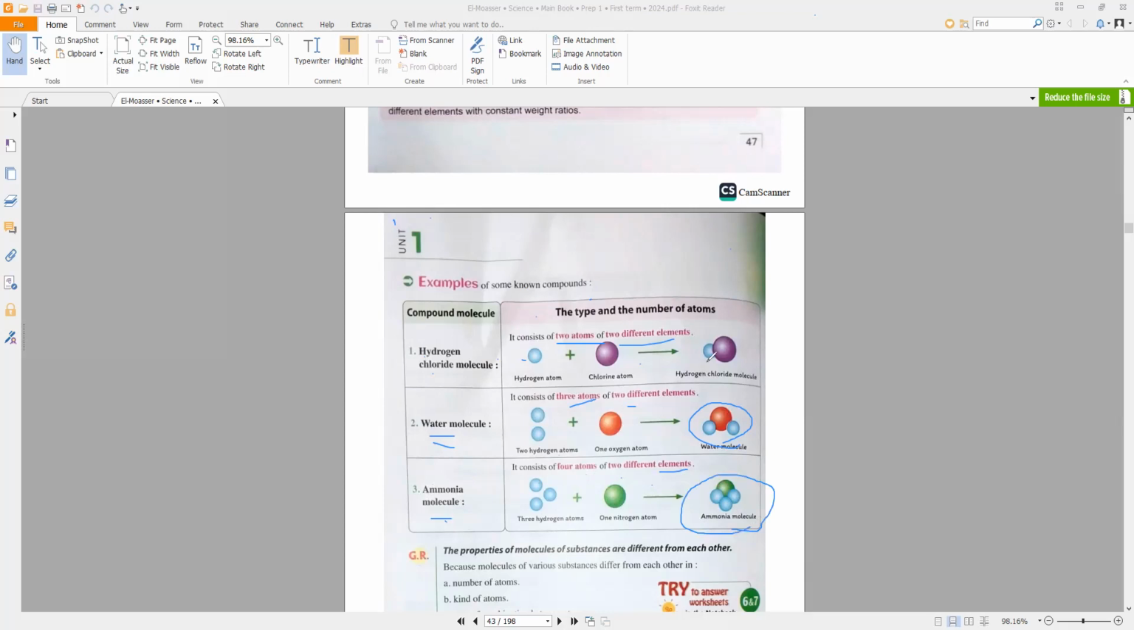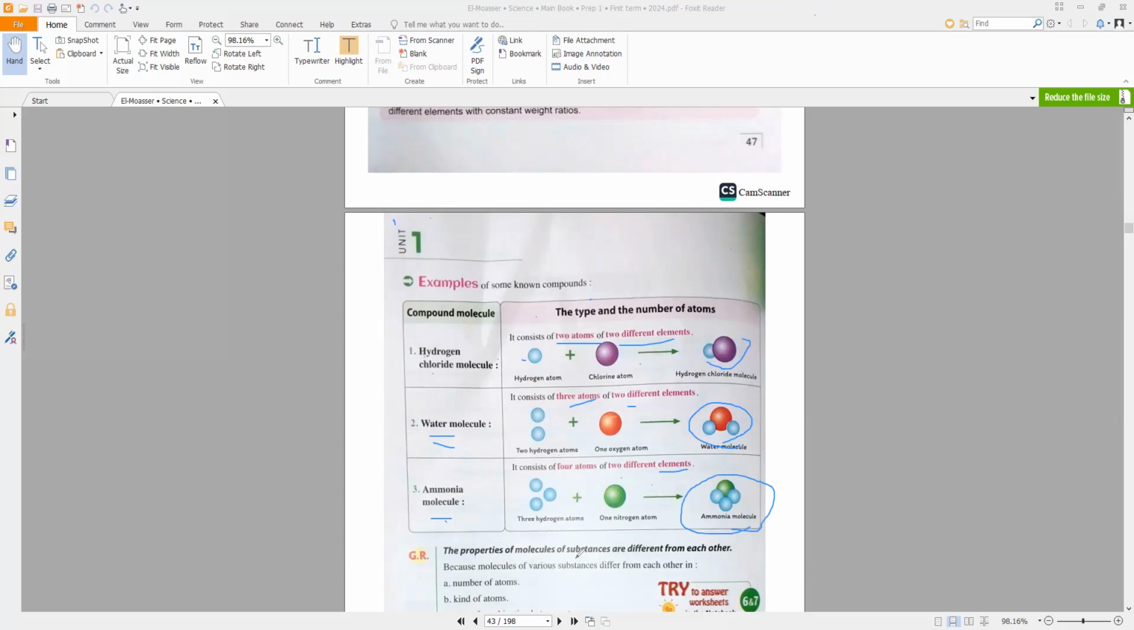If you see this, this is the hydrogen chloride. Why? Because it consists of two atoms of two different elements. This is the water. Why? Because it consists of three atoms of two different elements. This is called ammonia. Why? Because it consists of four atoms of two different elements.